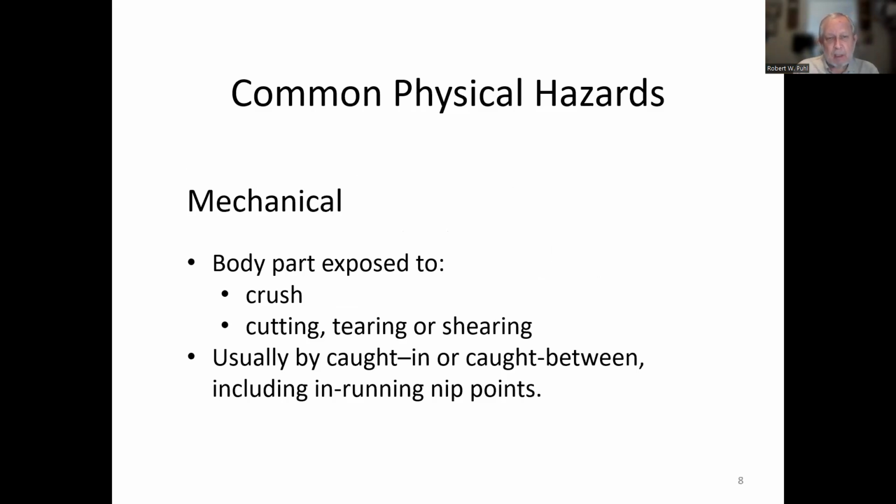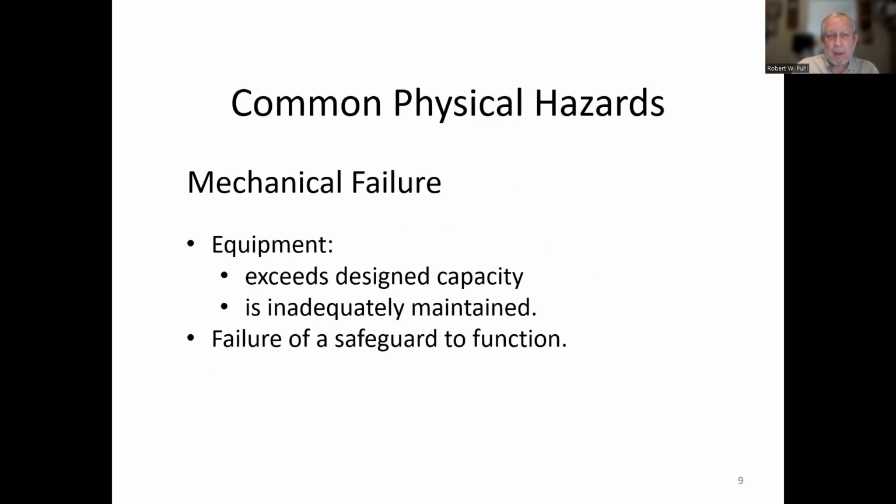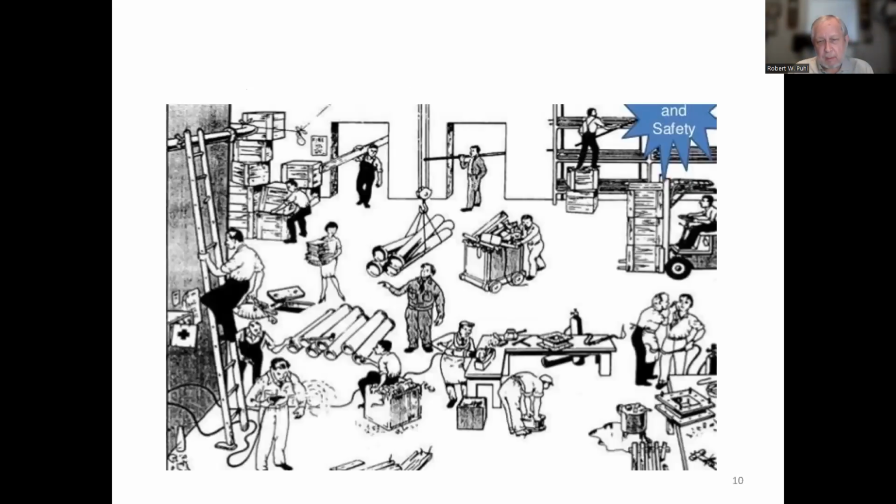Mechanical hazards: body part exposed to crushing, cutting, tearing, or shearing, usually caught in or caught between, including in-running nip points. Mechanical failure could be a hazard. If it exceeds design capacity, then it breaks or somehow fails. Maybe it's not adequately maintained. Failure of a safeguard to function. You might have a safeguard and it doesn't work, and that could be a hazard, especially if people think it works. There's another picture of some other hazards. We're going to talk about it later.